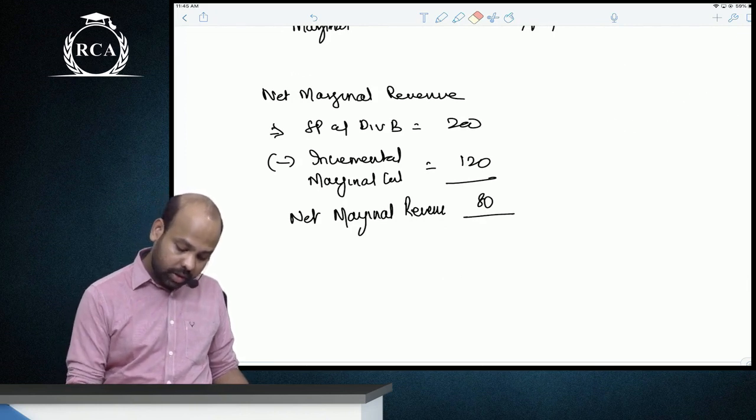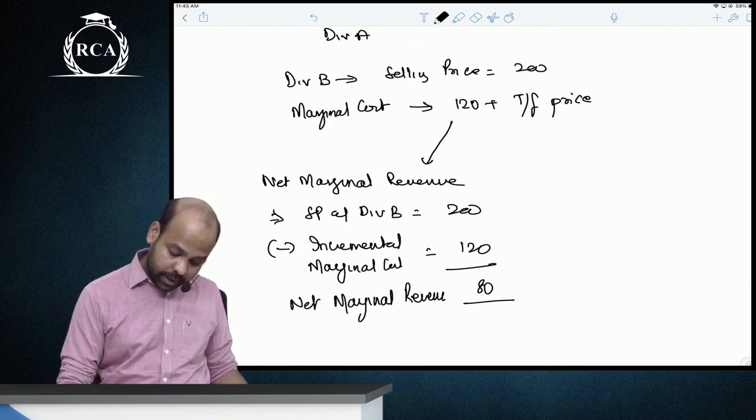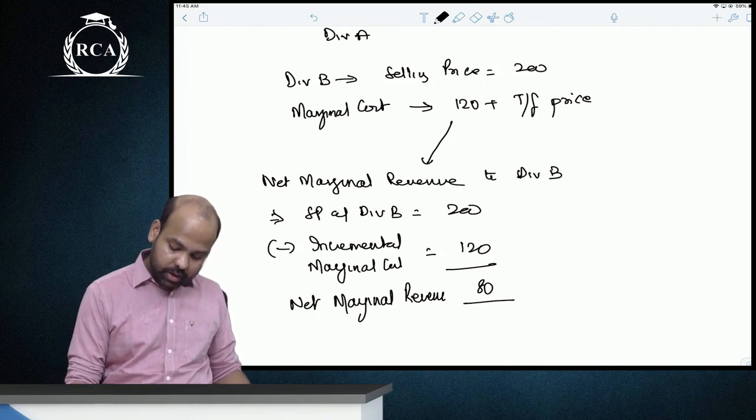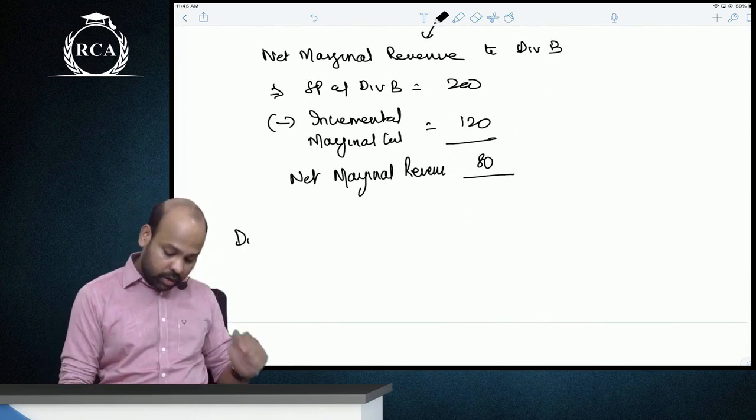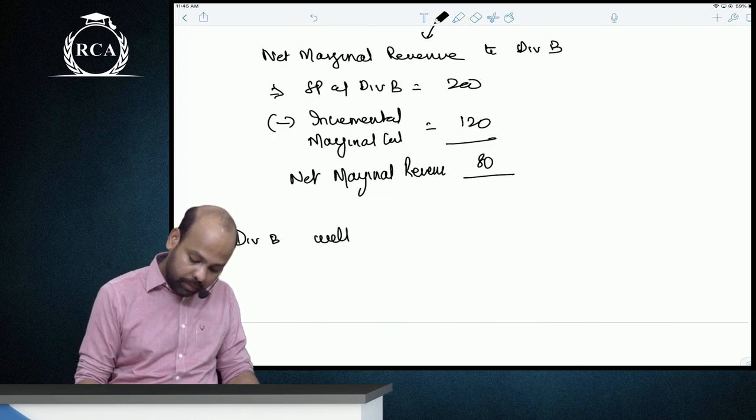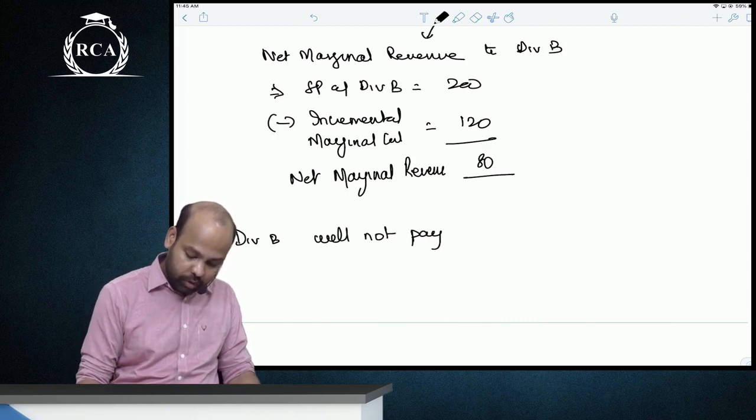Are you understanding what I am saying, guys? Net marginal revenue to Division B. What I'm trying to tell you is Division B will not pay more than 80 rupees.